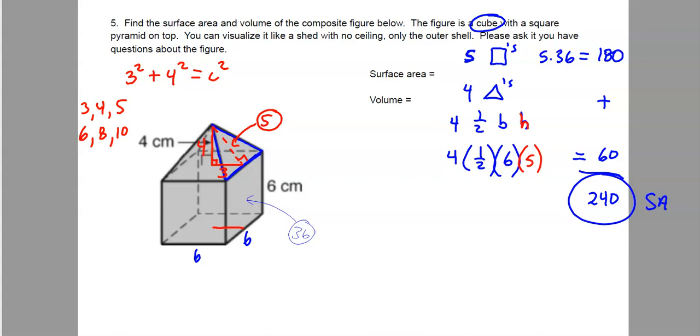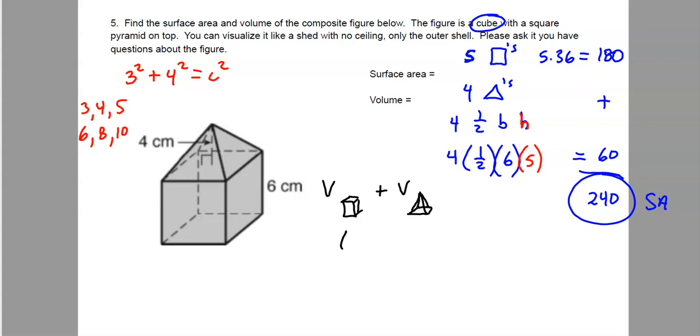Volume is a little bit easier. I kind of cut all this stuff out. Volume is just, you do the volume of the cube plus the volume of the pyramid. All right? So volume of a cube is just the side length cubed. So 6 times 6 times 6, length times width times height. These guys. And then the volume of the pyramid, it's a pointy thing.